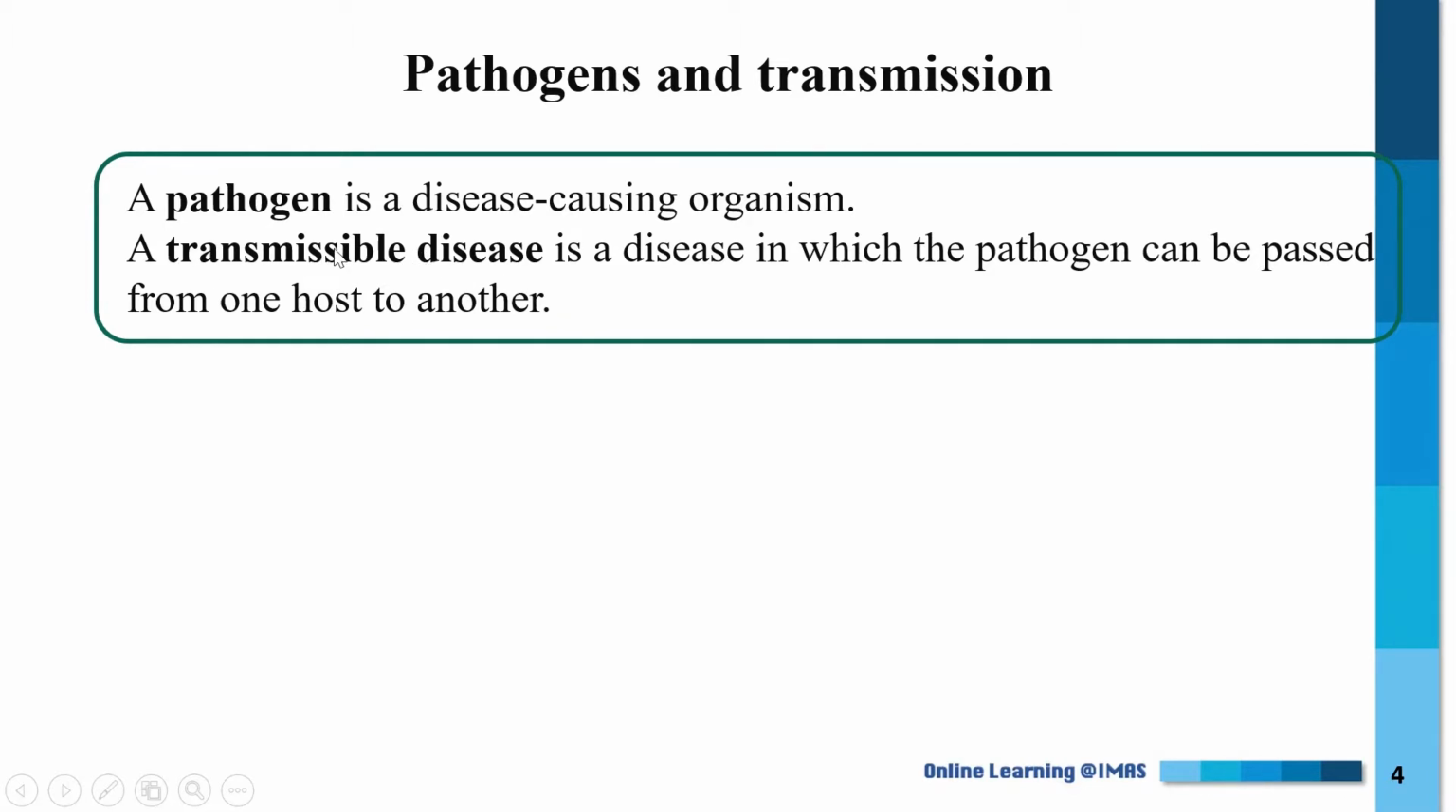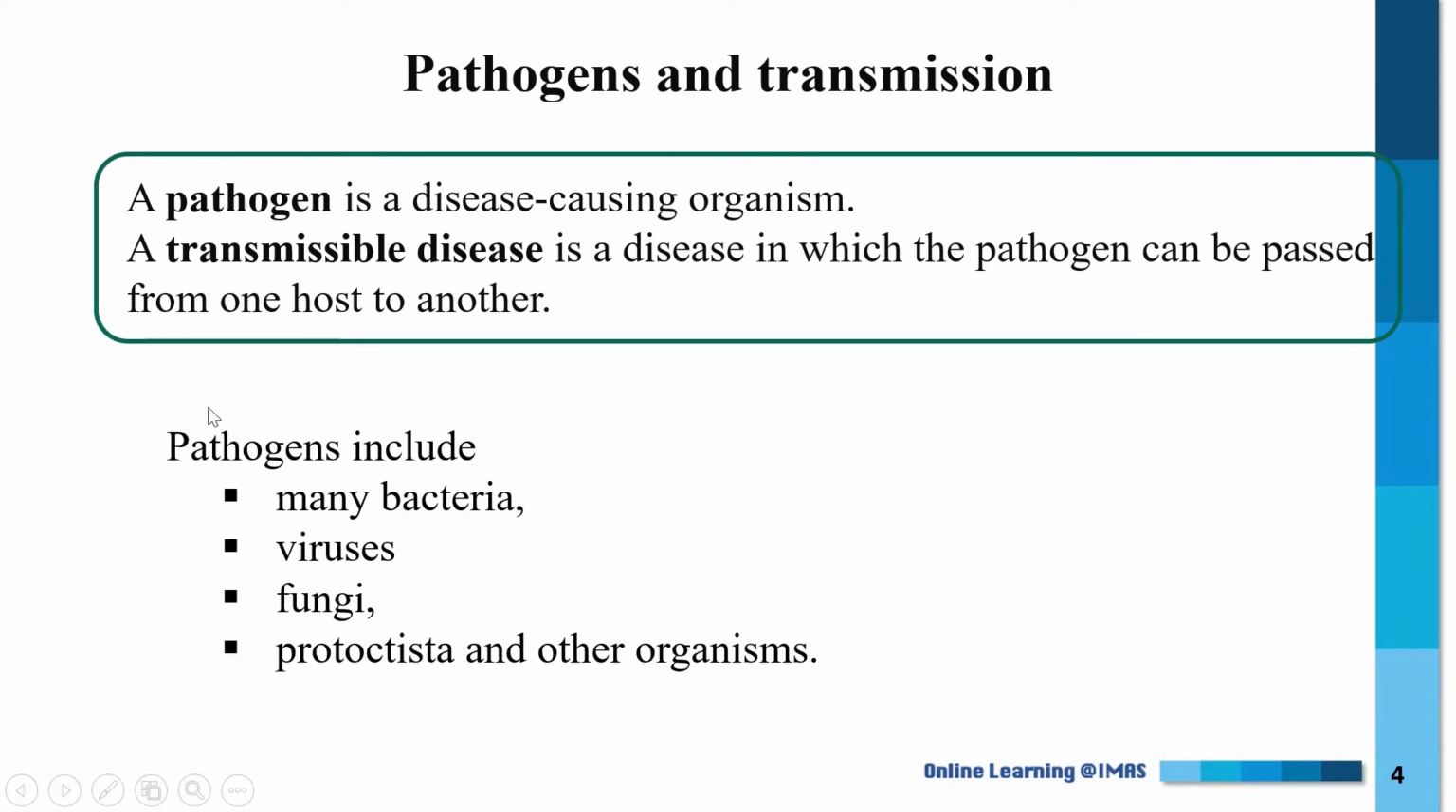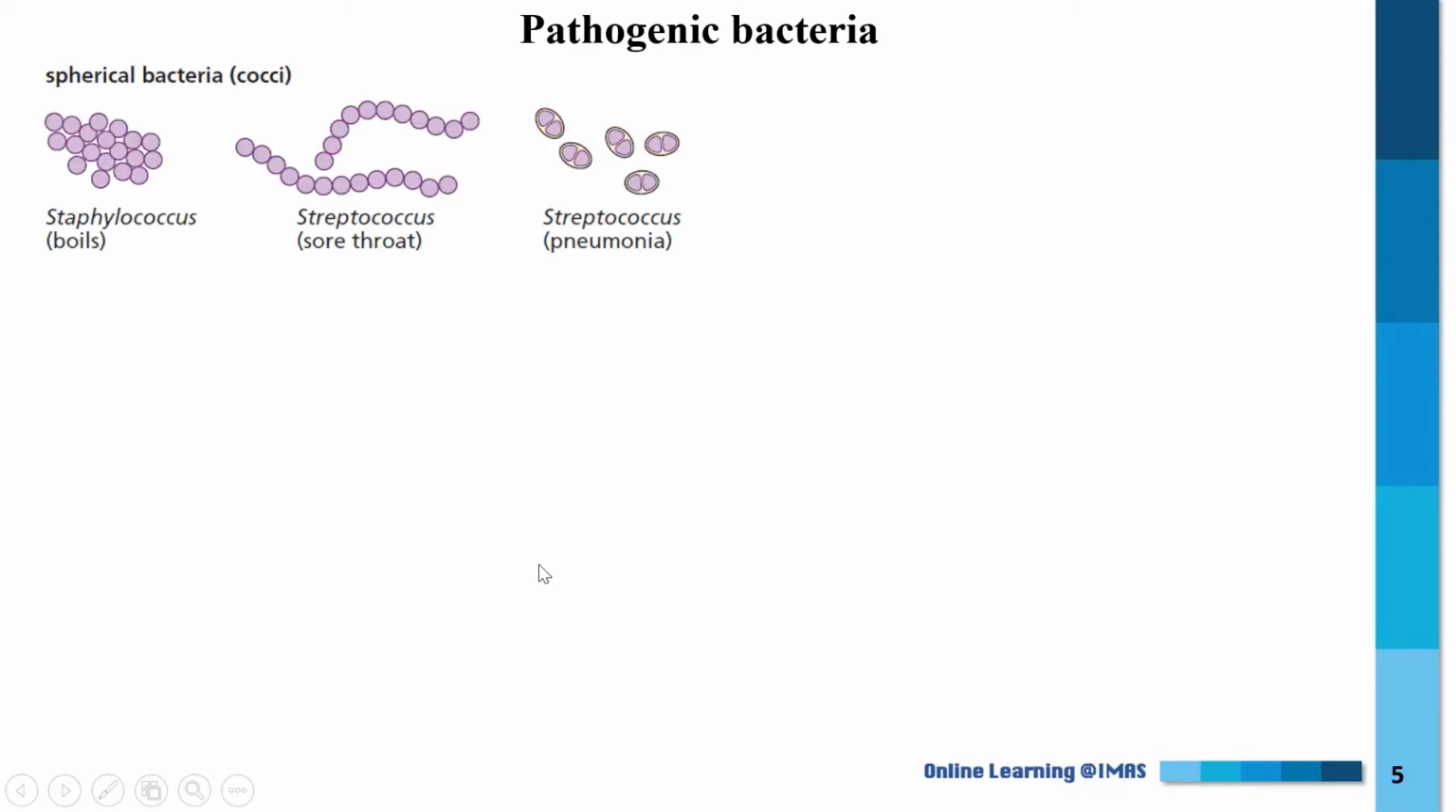It can move from one host to another host, from one animal to another animal, from human to human, or from animal to human also. Okay, so pathogens will include a few organisms. So many bacteria. Among bacteria you have pathogenic and non-pathogenic, viruses, fungi, and some other organisms like protista. We are going to see some examples here of bacteria which cause disease.